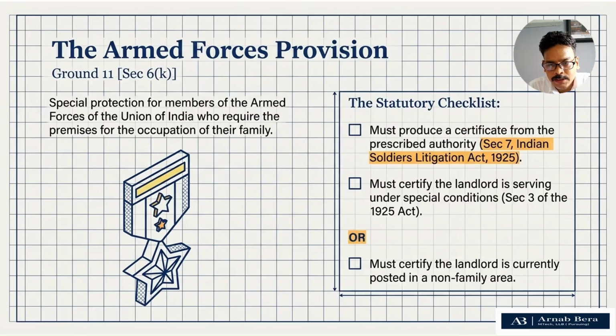And then there is a statutory checklist on this. The landlord must produce the certificate from the prescribed authority under Section 7 of the Indian Soldiers (Litigation) Act 1925. They must clarify the landlord is serving under special conditions, section 3 of the 1925 Act, and must clarify the landlord is currently posted in a non-family area. So these are the statutory checklist items which need to be fulfilled under ground 11, section 6K.